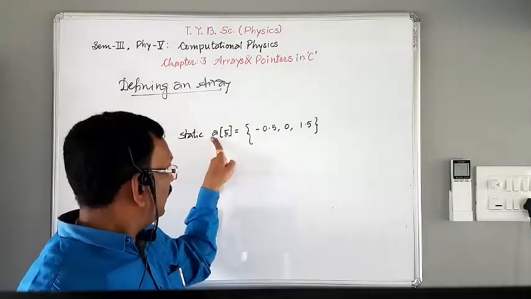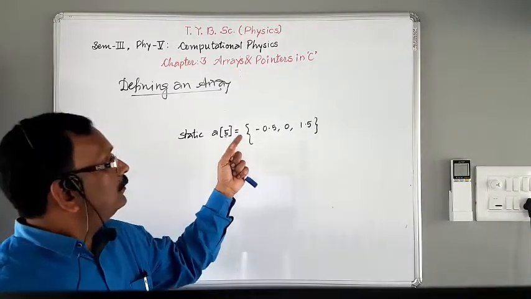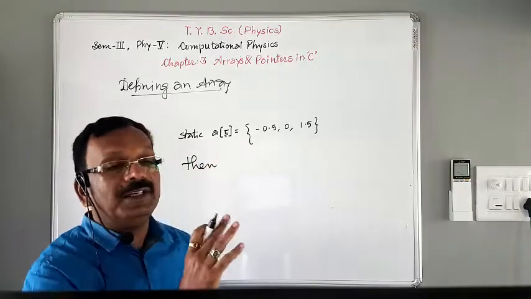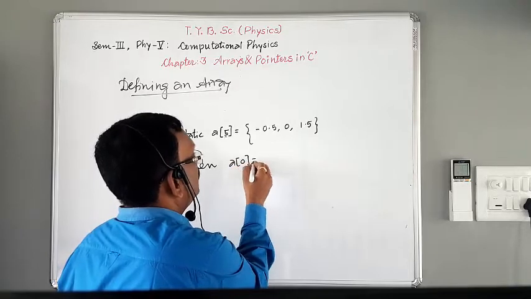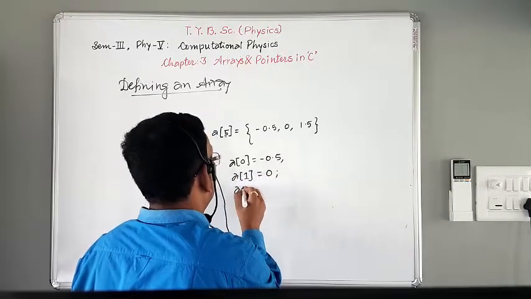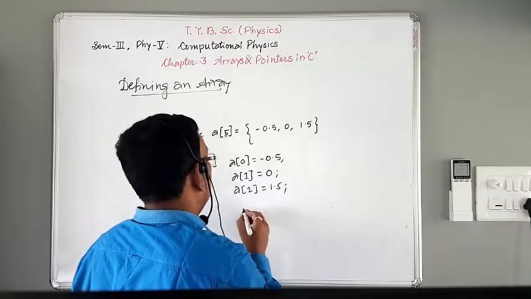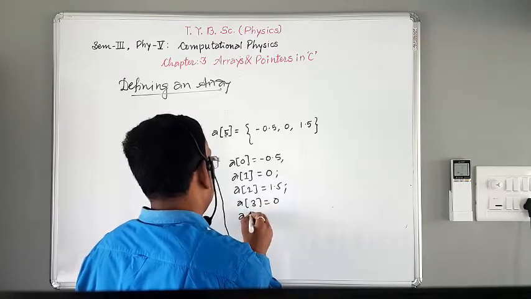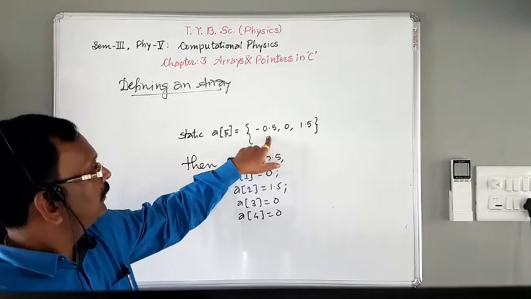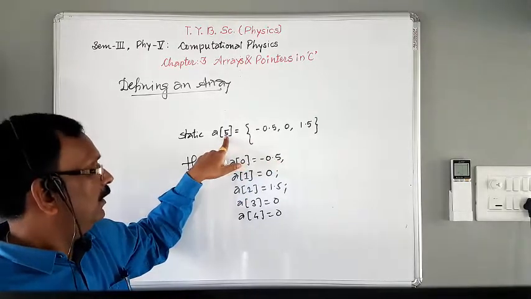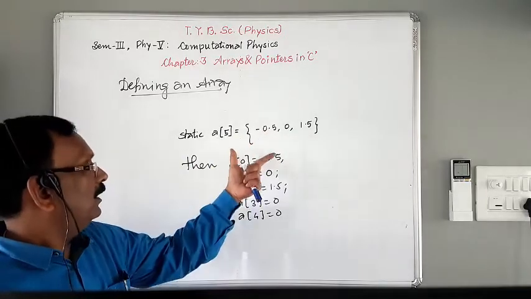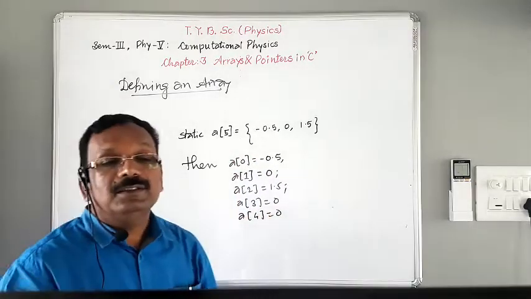See, we define an array like this. When it is stored in a memory location, how does it acquire the memory location? A of 0 is equal to minus 0.5, A of 1, the second element, is 0, A of 2, the third element, is 1.5, then A of 3 is 0, A of 4 is equal to 0. Though we write 3 elements, we declared 5 elements. So when we declare 5 elements and write 3 elements in the opening and closing brackets, the last two are considered 0.